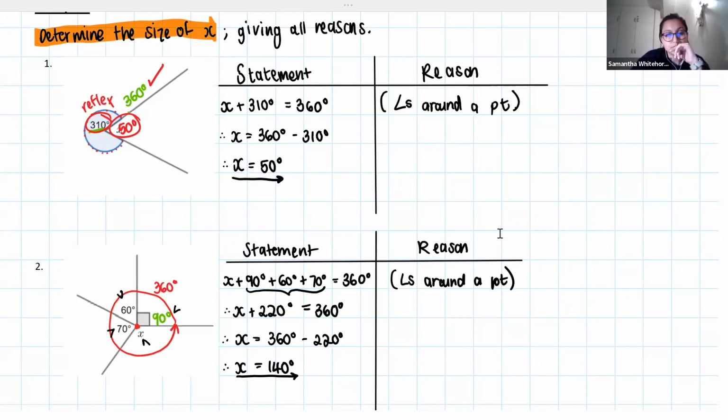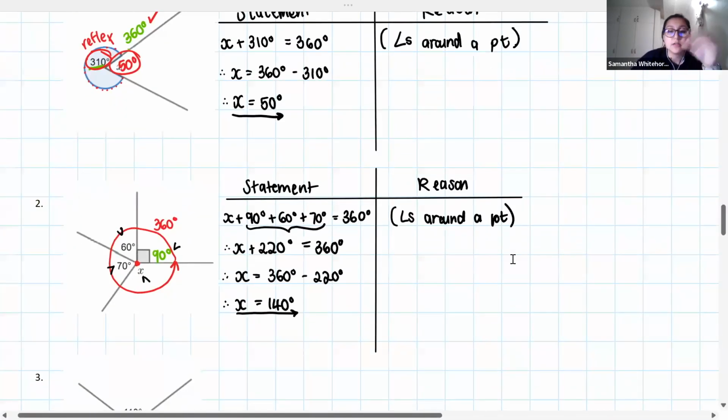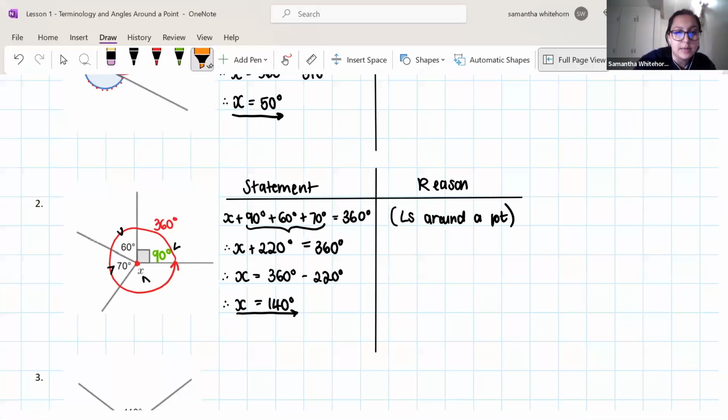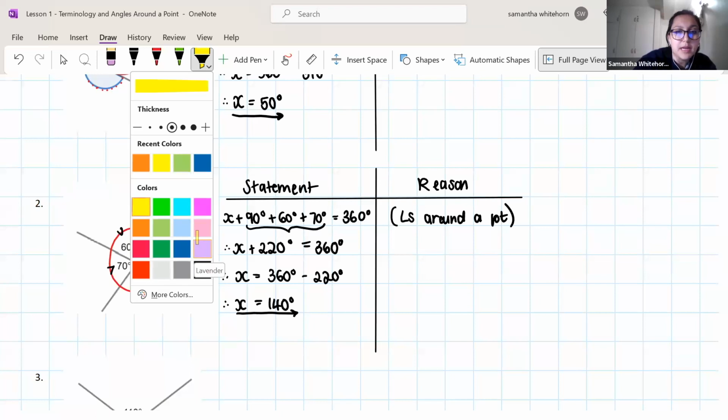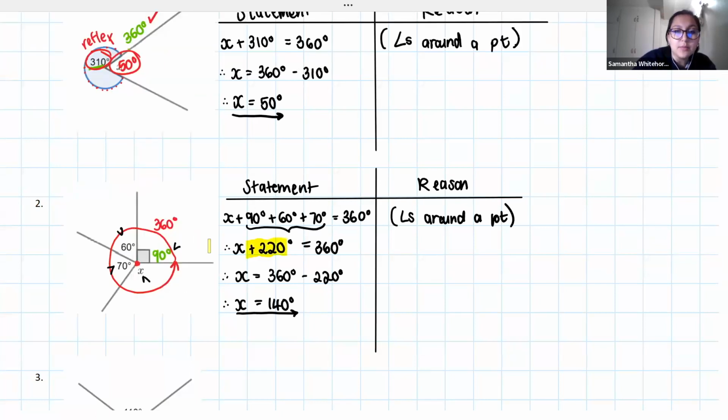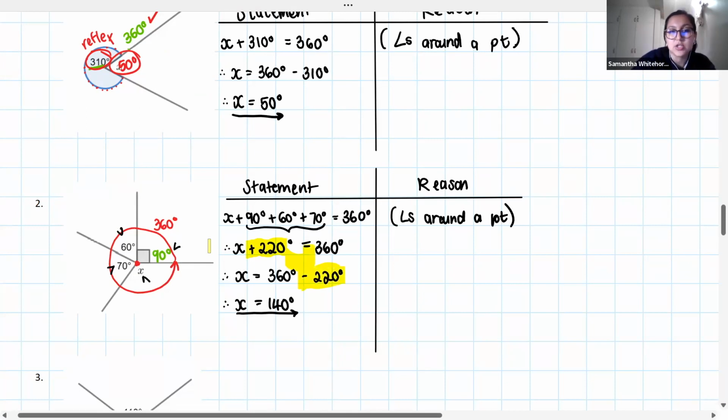So when the x equals 140, the plus always has to change into a minus, or the minus always has to change into a plus. It's opposite. Yes. So if we look at step 2, this was plus 220. Because I'm bringing it to join the 360, the sign has to change to a negative. Yes, it's inverse operations.